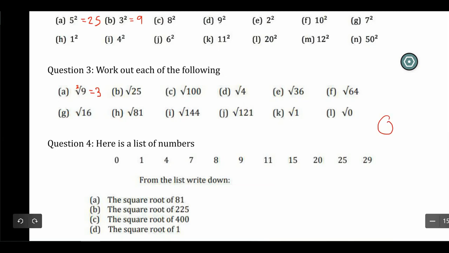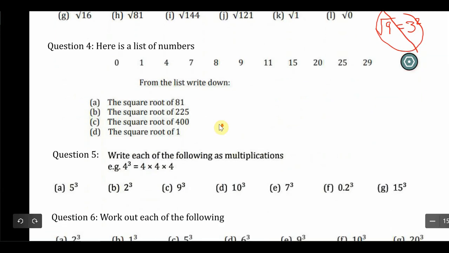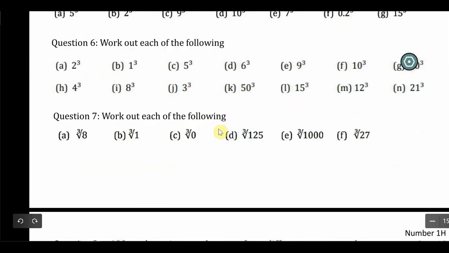Don't do what some people do and say that the square root of 9 is 3 squared. That's not true. 9 is 3 squared. The square root of 9 is 3. Just 3. Okay, so don't do that. This should all be fairly straightforward.